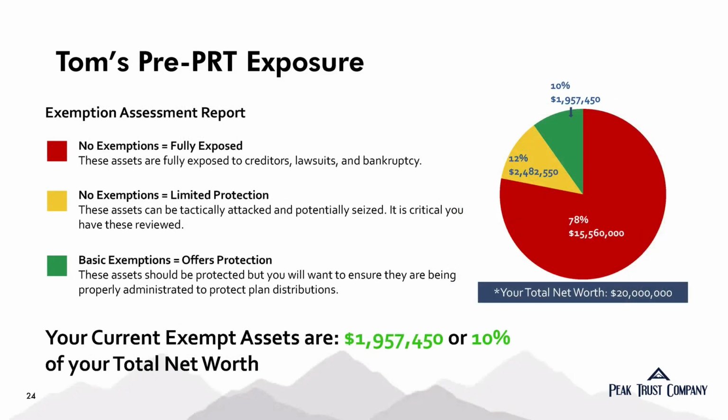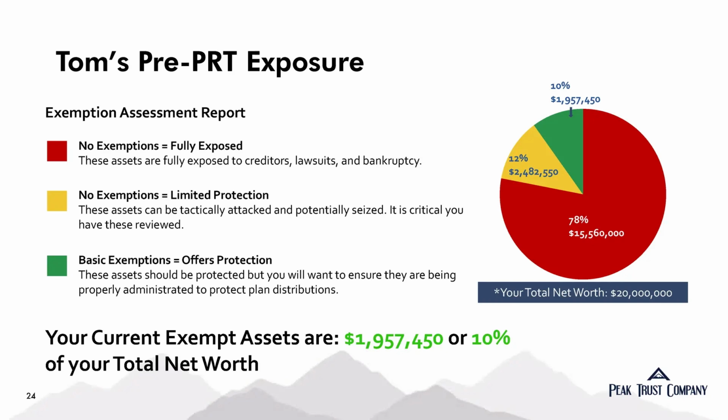Remember, that's page 1 of our exemption assessment report. I call it the creditor exposure report. So Tom is 80% non-exempt. In other words, 80% exposed. That red is what we call our low-hanging fruit for creditors. So Tom's not exactly in the best exemption protection position.